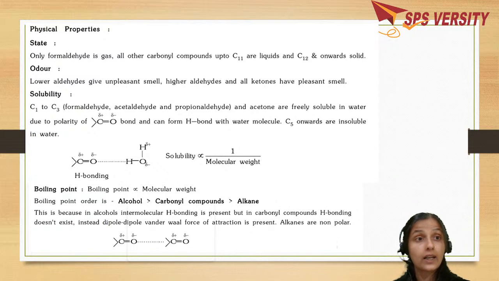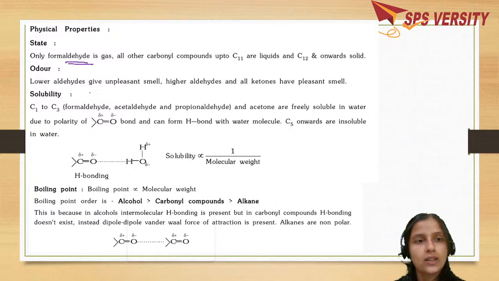Here is our next topic, the physical properties. State. If you consider the alkanes or the alkenes, the first few members will be gases, in the same way, because the intermolecular interactions are very weak, because of which they exist in the gaseous state. And for the carbonyls, the first few up to C10 are liquids. After that, as the number of carbon atoms increases, they become solids.